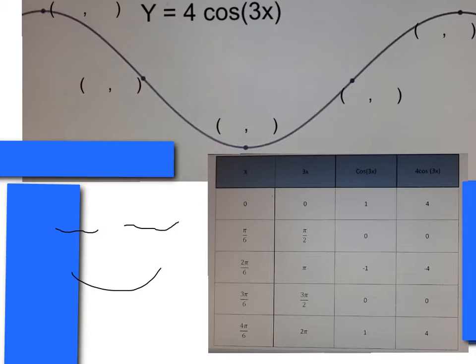The x values are the first column, the y values are the last column. So now all we have to do is fill those in. For example, the first point is 0, 4. Okay, and the next point is pi over 6, comma 0. Then 2 pi over 6, negative 4. And 3 pi over 6, 0. And then 4 pi over 6, 4.